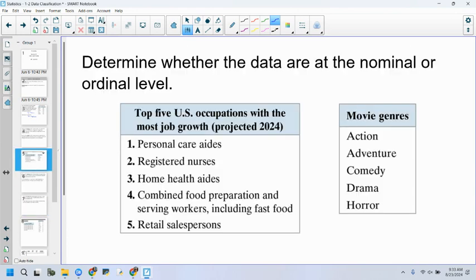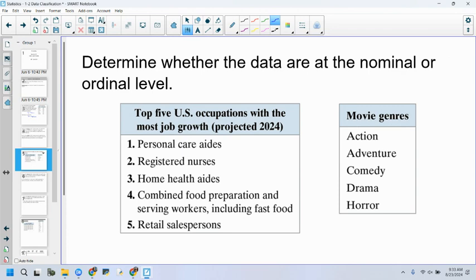Okay, jumping back here. Determine whether the data is, well, I guess I'm kind of letting the cat out of the bag, but let's take a look and see if we can identify what level these are. The book separated by level, by nominal, ordinal, and ratio and interval. Really, we should look at them all at the same time. So look at this table. What is this data that is being represented? The top 5 U.S. occupations with the most job growth, projected in 2024.